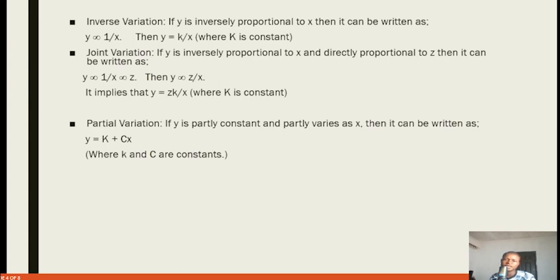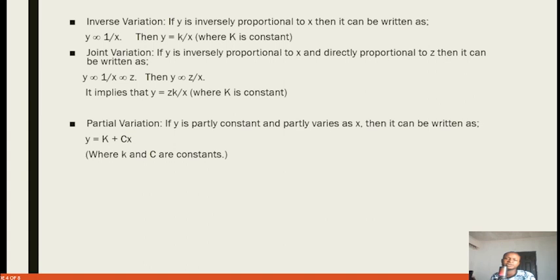If y is partly constant and partly varies as x, then we can illustrate it like this. Our y is partly constant, which is equal to the first constant, and the second constant is introduced to the second variable. So we use k and c to introduce our constants here.